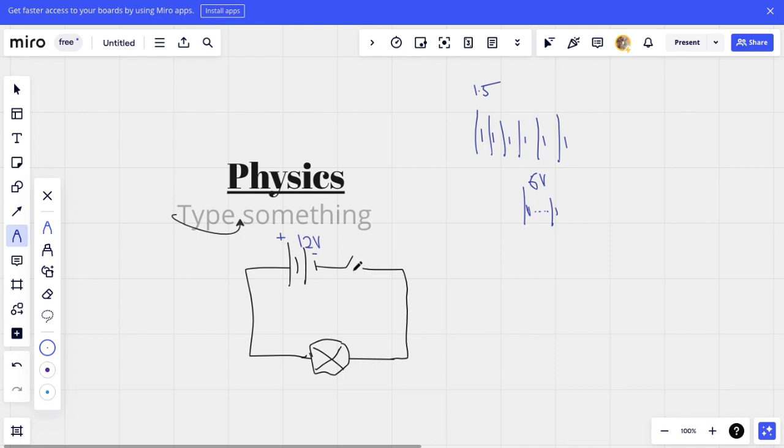Now, this is an open switch. A switch is either open or closed. If the switch is like this, we say it's open. But a closed switch is like this. This is a closed switch. And this one is open. So when the switch is open, current doesn't flow, because the switch is still open.